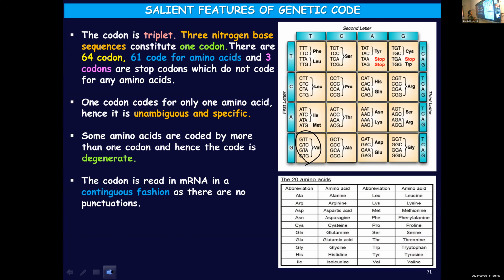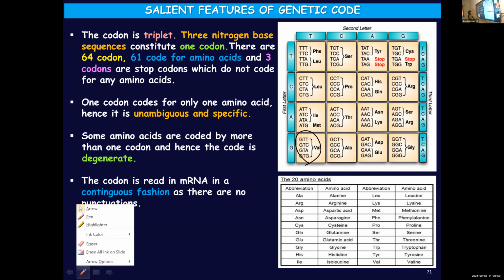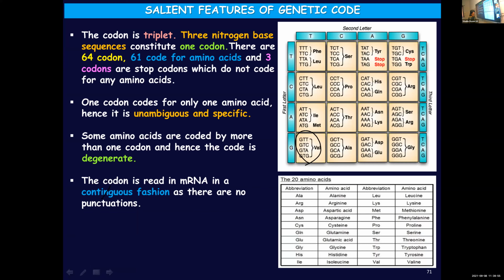Then the codon is read in messenger RNA in a contiguous fashion. And it is read in a contiguous fashion means it is read continuously, adjoining. These are very adjacent, no punctuations in between. We read it in a continuous way. These are lying very close to each other. There are no separations, no punctuations. That is read in a continuous manner.